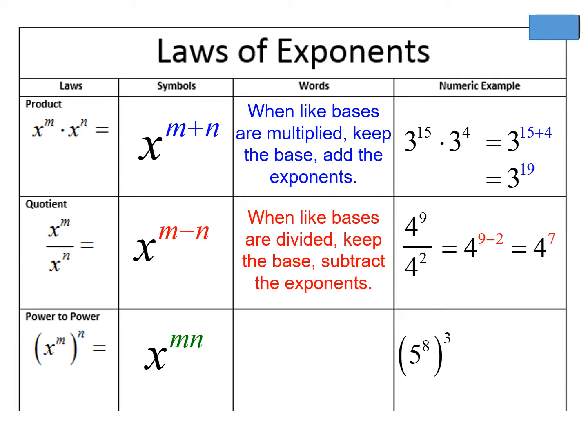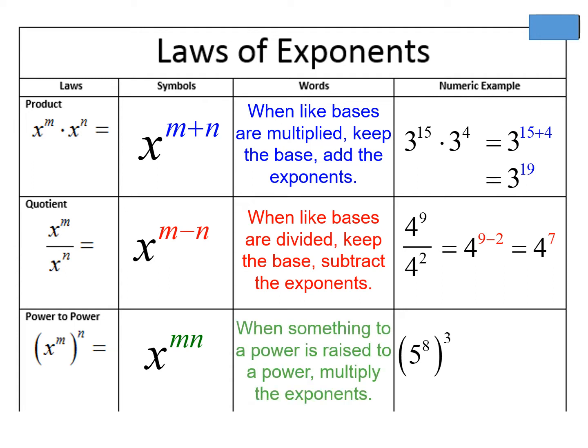Now in our last review of the laws of exponents, we have a power inside parentheses raised to a power outside parentheses. We multiply. So this is x to the m raised to the n power, which is x to the m times n. In our numeric example, 5 to the 8th raised to the 3rd power. If we were to write it 3 times, 5 to the 8th, 5 to the 8th, 5 to the 8th, we get 5 to the 24th power.